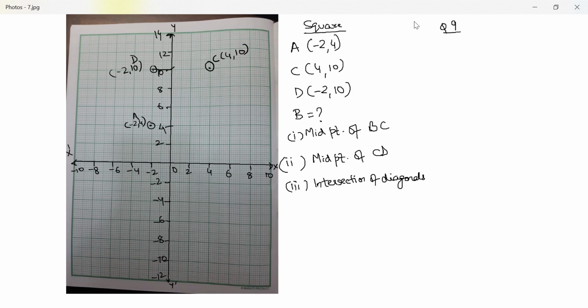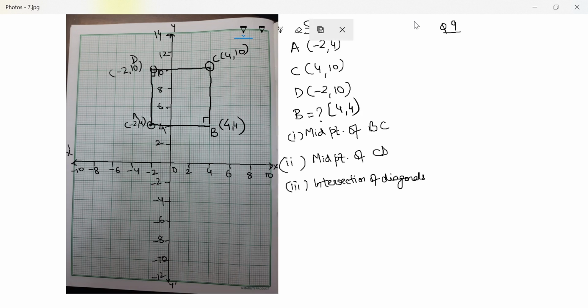Let me join them. You would join them using a scale. I am joining them freehand because I do not have access to a scale on this software. So the fourth point will lie somewhere on this line and I join it here. This gives me an angle of 90. So this is point B, and the coordinates will be 4 on the x-axis and 4 on the y-axis. So I've got the value of B as 4, 4.